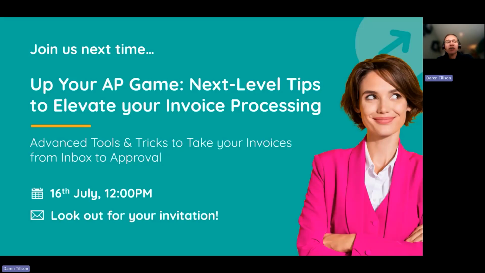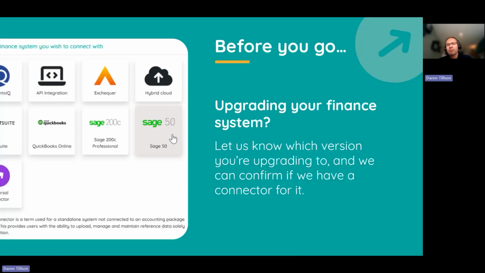The next session is going to be on the 16th of July, and invitations are going to be sent out. That's going to be the advanced tools and tricks to take your invoices from inbox to approval. We'll be going over again, just to recap some of the areas that we've covered today, but then looking at things like adding lines, adjusting the invoices through that process, and things to look out for, and delve deeper into invoice matching, etc. on that next session. So look out for those invites coming through.